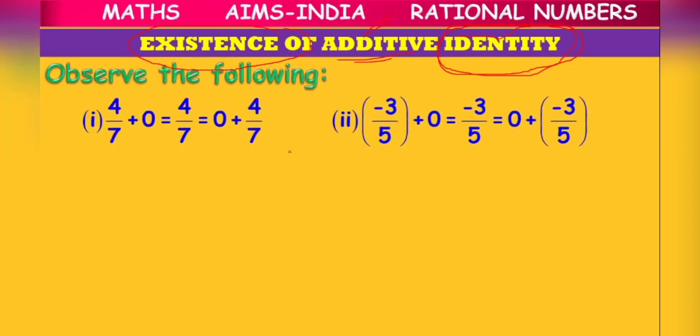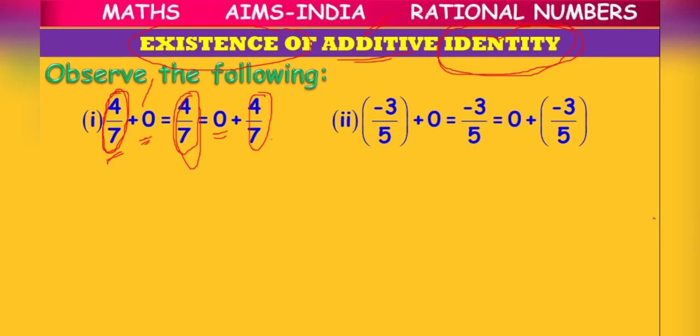So if you observe the following examples, now we have a rational number 4 by 7. 0 we have added to it. What we have got is 4 by 7. Or for 0, if we add 4 by 7, then also the result will be the same. Means if we have any rational number, if 0 is added to it, there will be no change in the rational number. The rational number will exist as it is without any change.